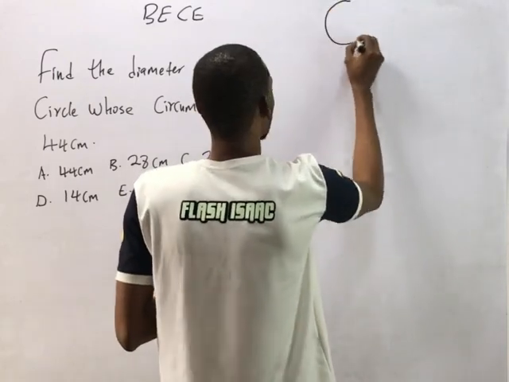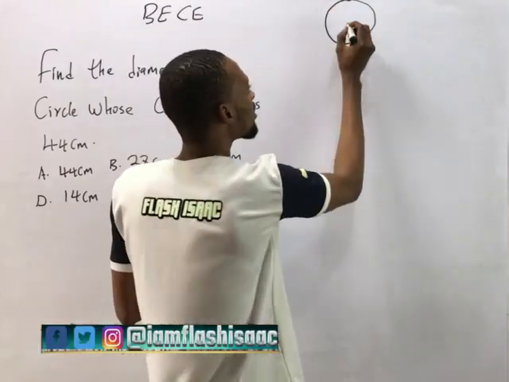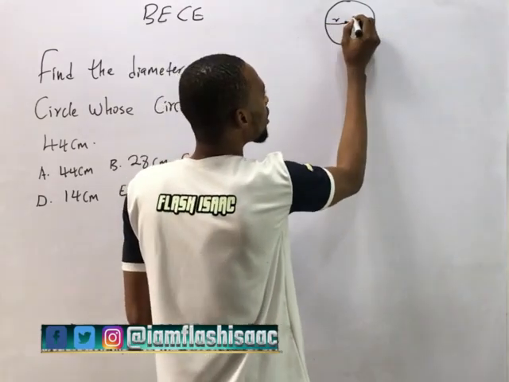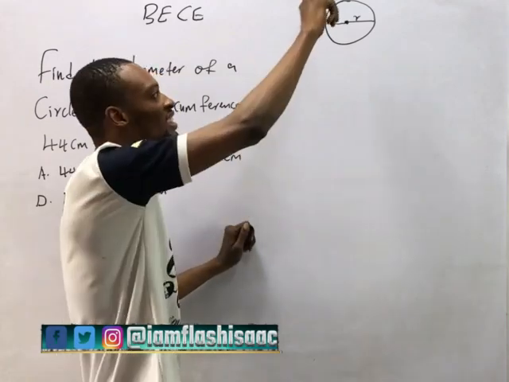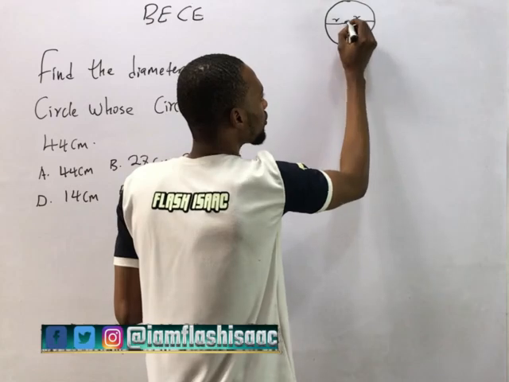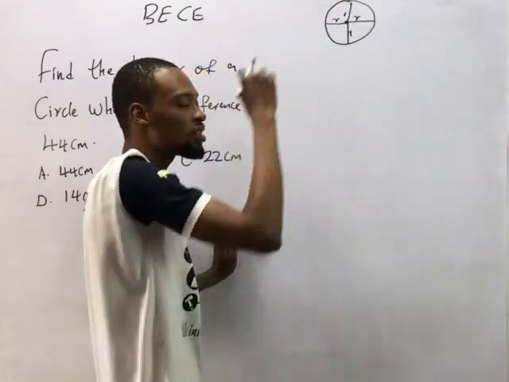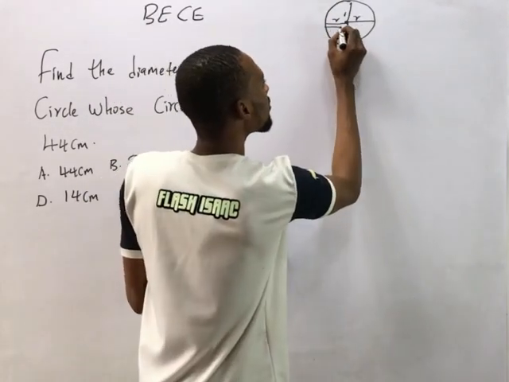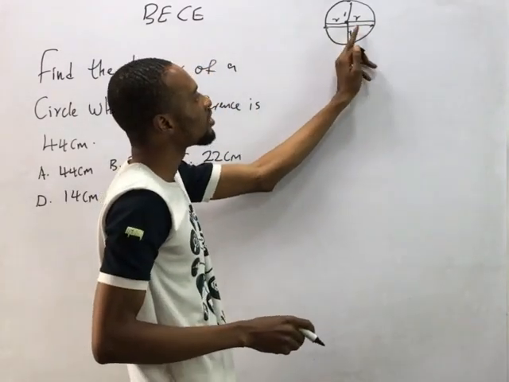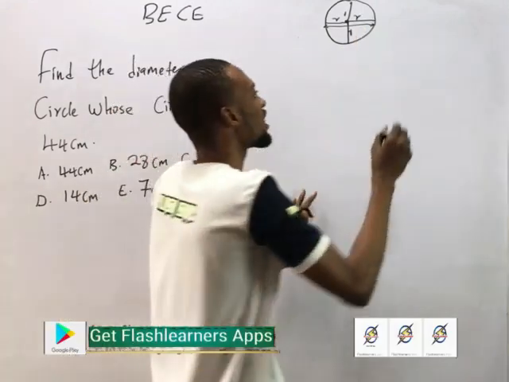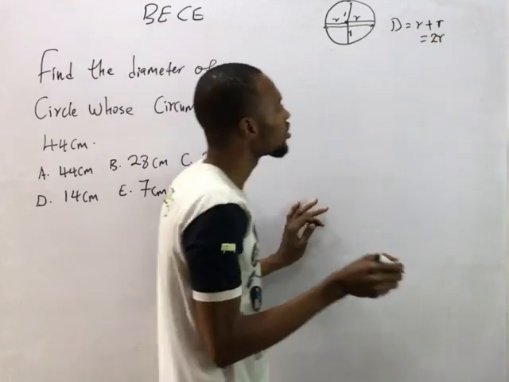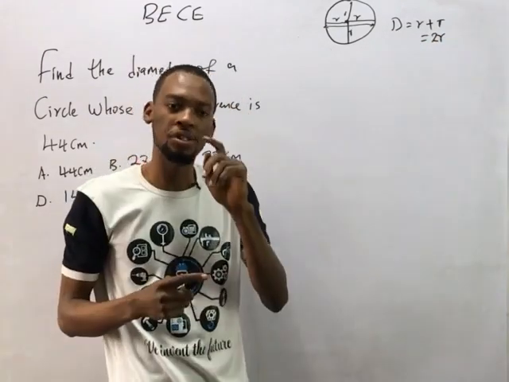If you are given a circle like this, from here to here is radius. From here to here is what? Radius, R and R. So the distance between the center to any end of the circle is radius. So if from here to here is also radius, from center to any point. Now diameter is the total end to end. This implies that diameter will be radius plus radius, right? So diameter is equals R plus R, and it's equals what? 2R. That means diameter is equals 2 times radius.